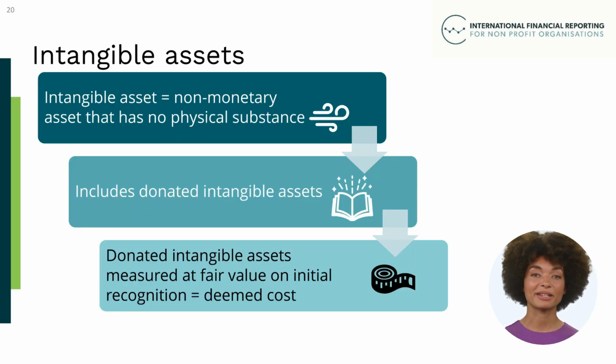Section 18 sets out the accounting for all intangible assets other than goodwill. An intangible asset is an identifiable, non-monetary asset that does not have a physical substance, e.g. licenses or software. NPOs can receive donated intangible assets, for example rights to royalties from a book. INPAG requires that donated intangible assets are measured at fair value on initial recognition. This establishes a deemed cost for the donated asset.